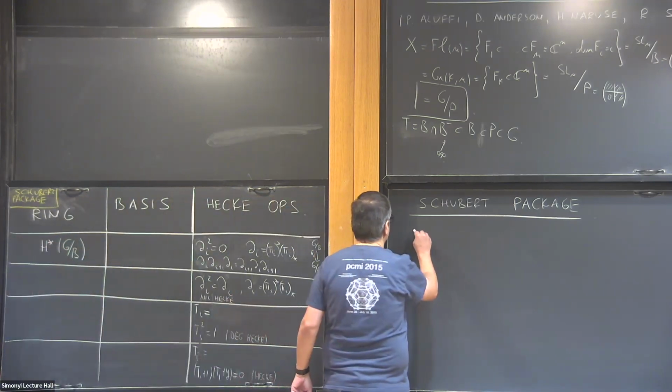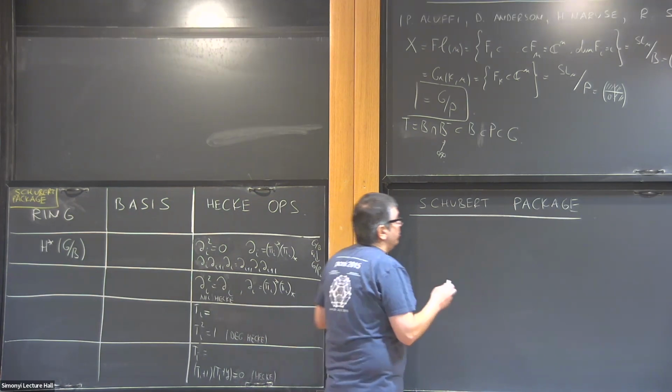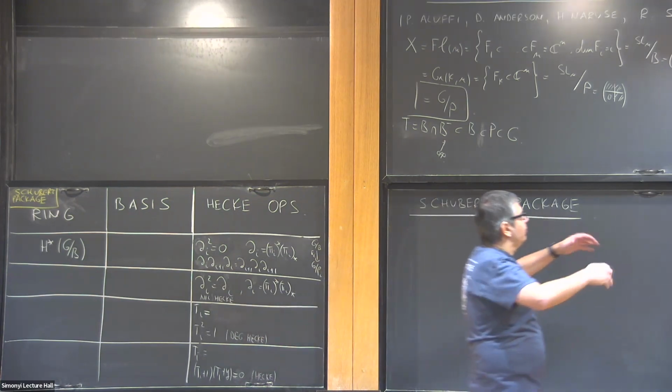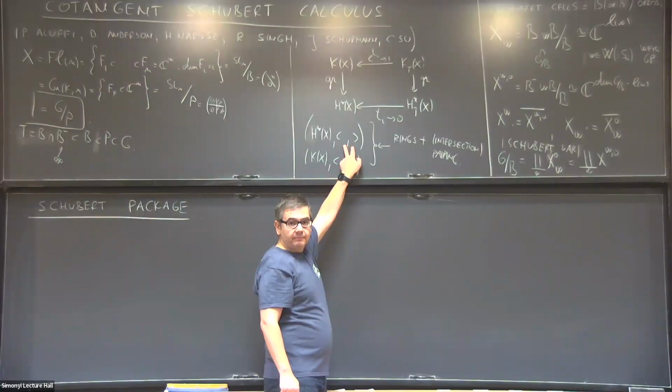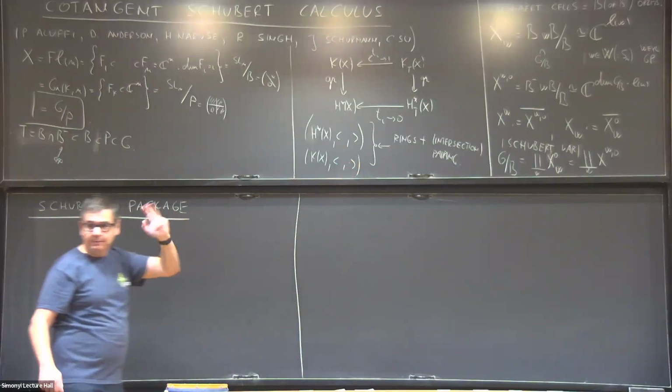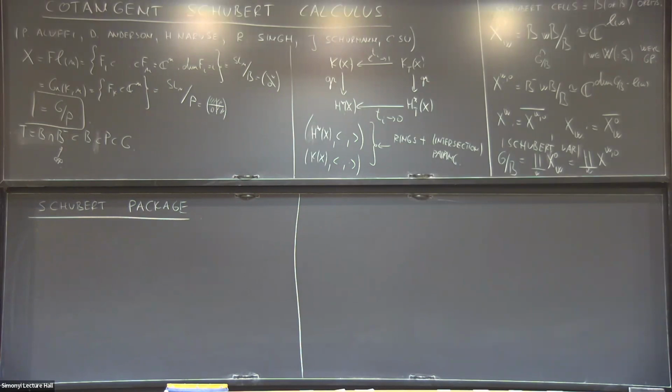So what will be the Schubert package for G mod P? So far, what do we have? We have a bunch of generalized cohomology theories with a pairing. So we have a ring plus a pairing. The pairing that we consider is just the usual intersection pairing. In cohomology, you just multiply two classes. It's the same thing in K-theory. In K-theory, it has to do, of course, with the holomorphic Euler characteristic. In cohomology, it has to do with taking degrees.